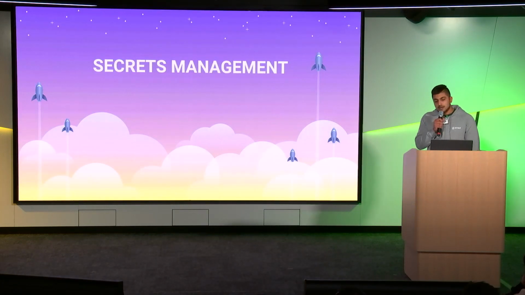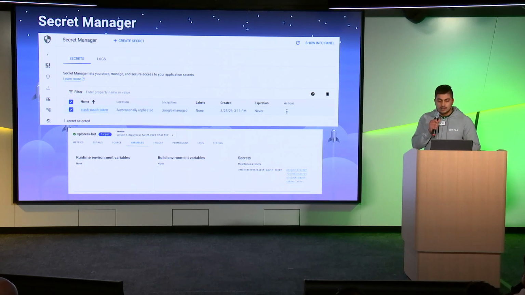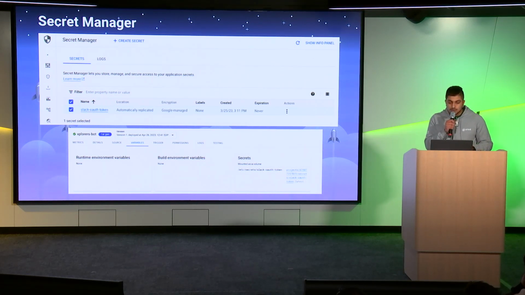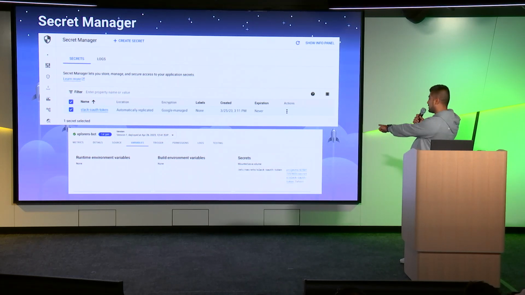In terms of secrets management, we're using Secret Manager to store the Slack token. And that token is then available to the Cloud Function as a mounted volume during runtime, which is at the bottom right here.